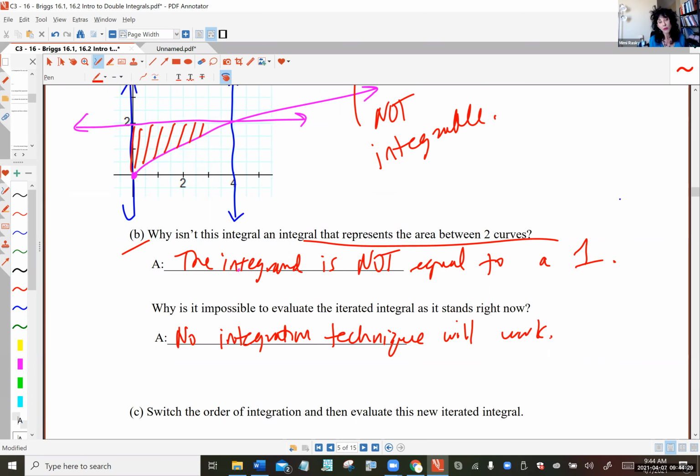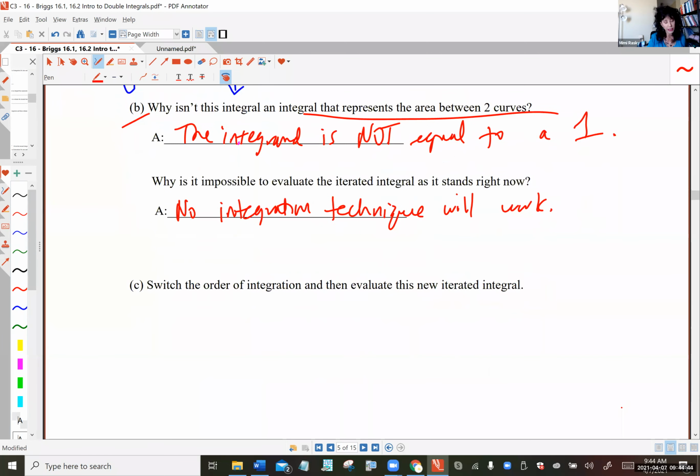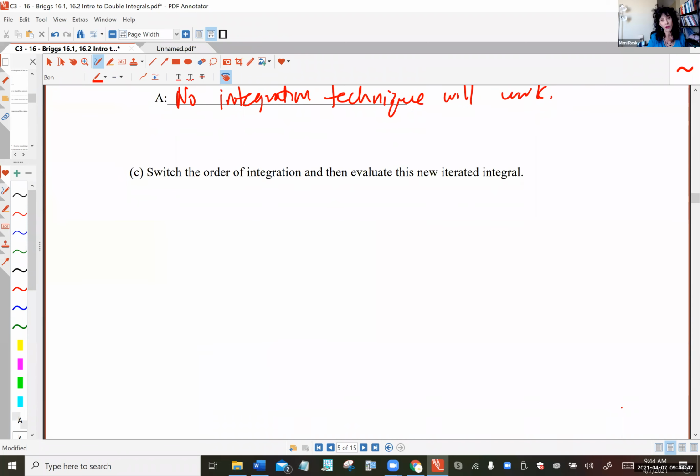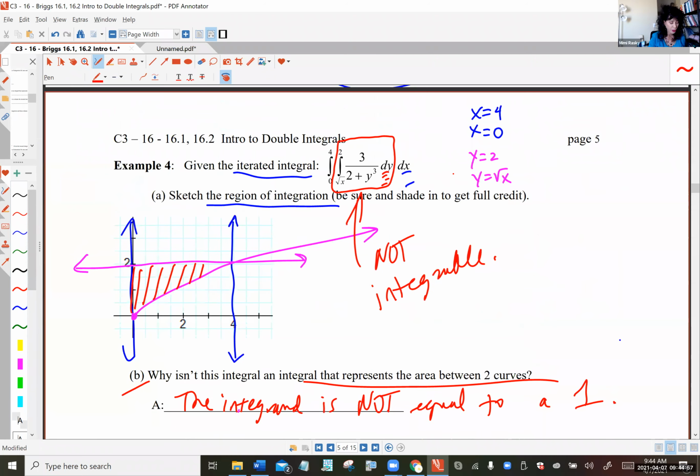Now, if you do need some more practice integrating, because I remember I gave you that integration review at the very beginning of the semester, some of you might even need more integration review. You know who you are. I highly recommend you do it, because this is going to be what's going to make or break you now. We're going to integrate all the time. So we're going to switch the order of integration. And I claim once we do that, the integral will be integrable. Really? Yeah.